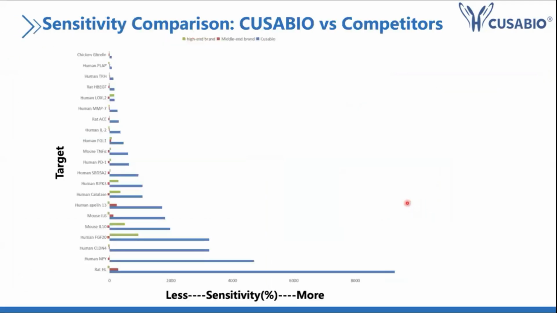In addition, I have a very brief comparison of the sensitivity between CUSABIO and other competitors. The y-axis is the 21 targets that I summarized, and the x-axis is the sensitivity comparison. The blue bar is the CUSABIO ELISA kit, and the green and the red are from other vendors. As I showed here, it's pretty clear that CUSABIO ELISA kits have very excellent performance compared to the other competitors.